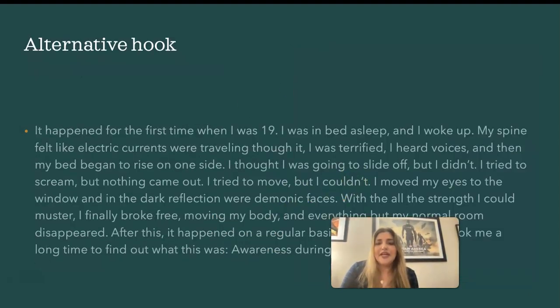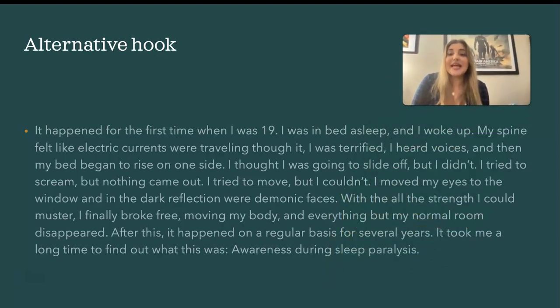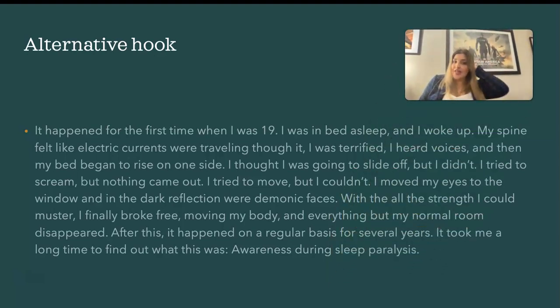Here's an alternative hook, and this is an anecdote. Okay. This one could also serve as maybe most of your introduction. You could actually use this as background information as well because it's telling you what it feels like and what sleep paralysis is. So this one might be okay to use as a whole thing. And then you would maybe wrap this up and give your audience that preview thesis.